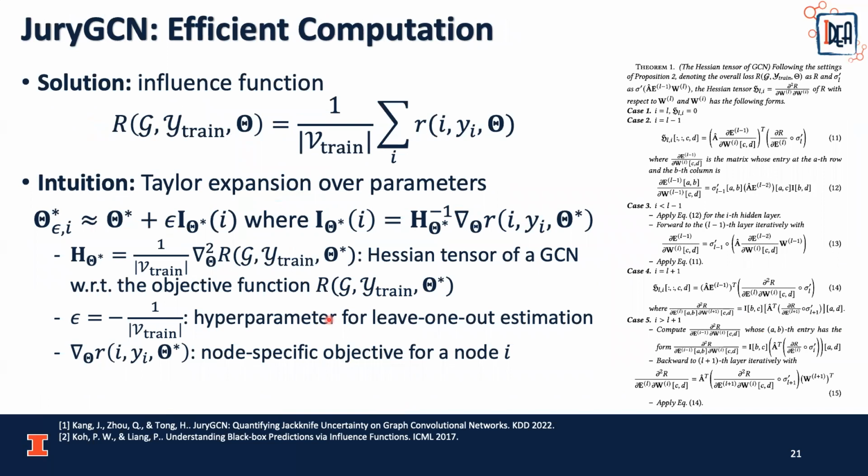And our solution to this efficiency problem is to leverage the influence function, which estimates the change in the model parameters with a first order Taylor expansion. The influence function can actually be calculated as the multiplication of the inverse of the Hessian and the derivative of the objective function. And in the paper, we also show how to efficiently calculate this Hessian tensor with respect to the model parameters.